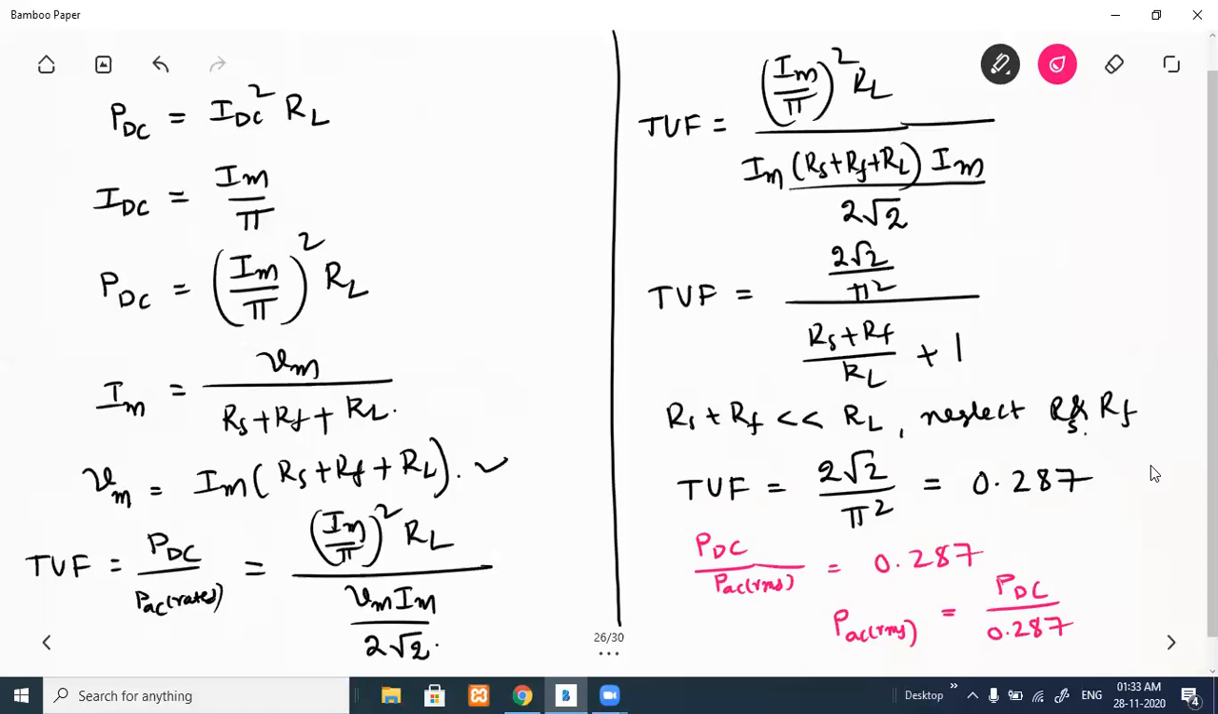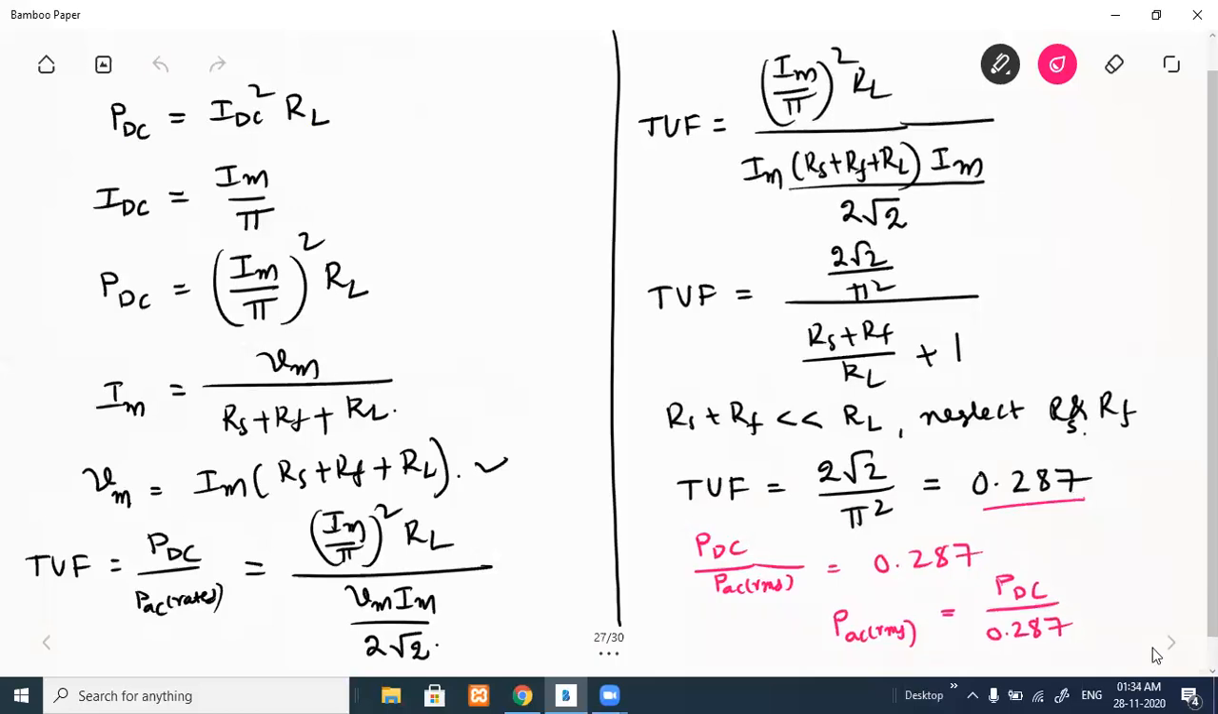So here the transformer utilization factor of half wave rectifier is 0.287, which is very, very small. It shows that in half wave rectifier circuit, the transformer is not fully utilized. So PDC equal to 0.287 into PAC rated means very small portion of transformer is utilized in converting AC to DC. So TUF is very small for half wave rectifier. Transformer is not completely utilized.